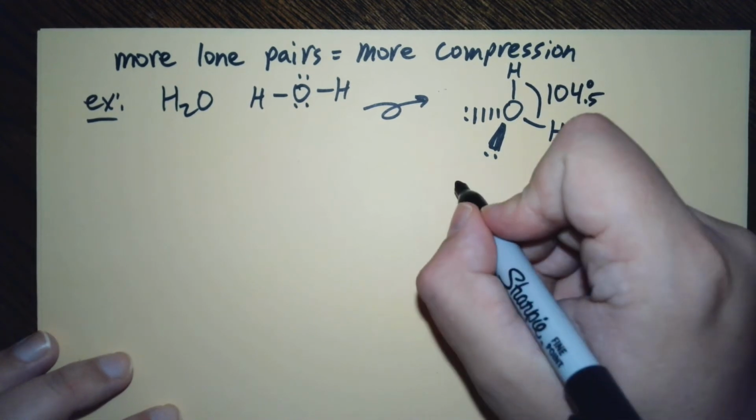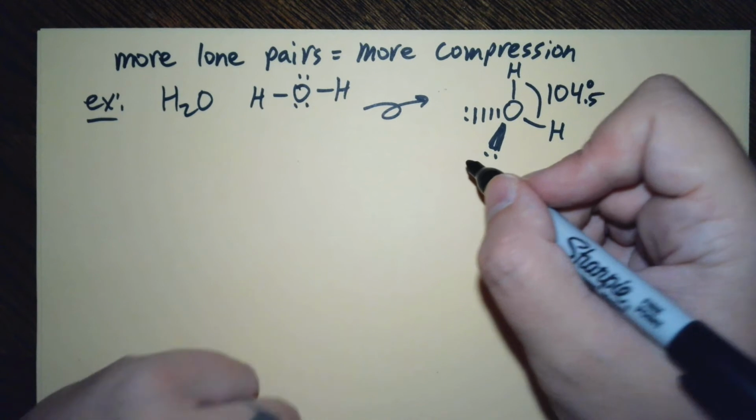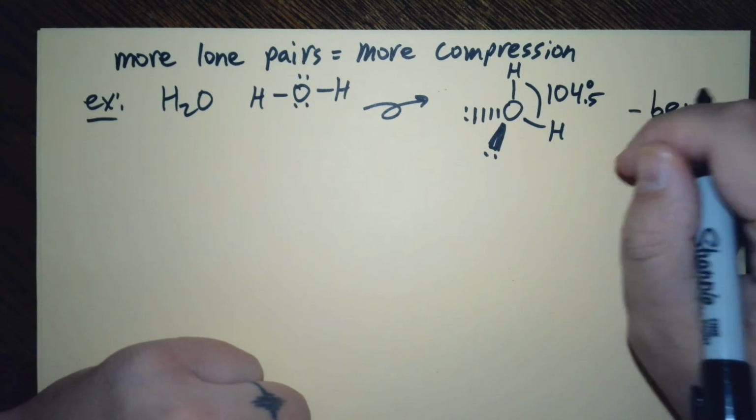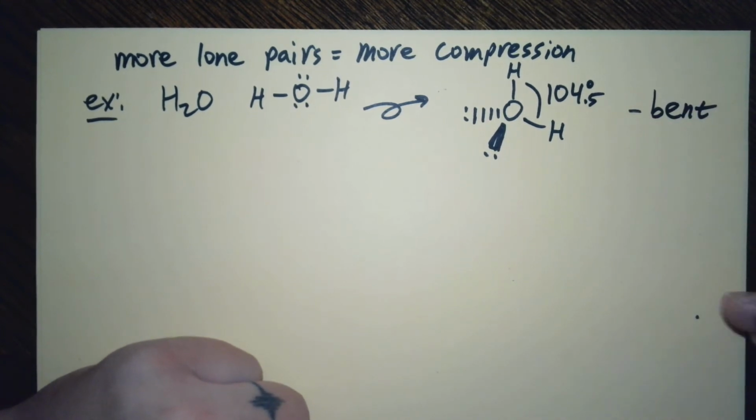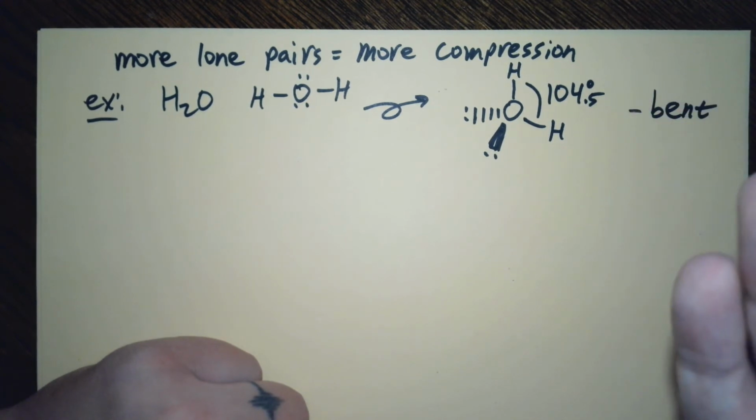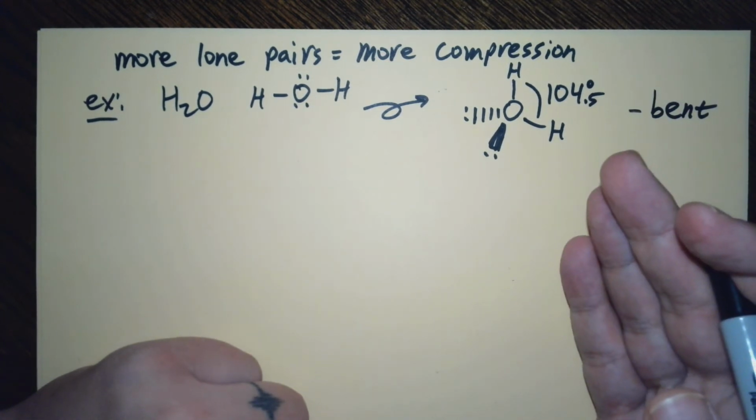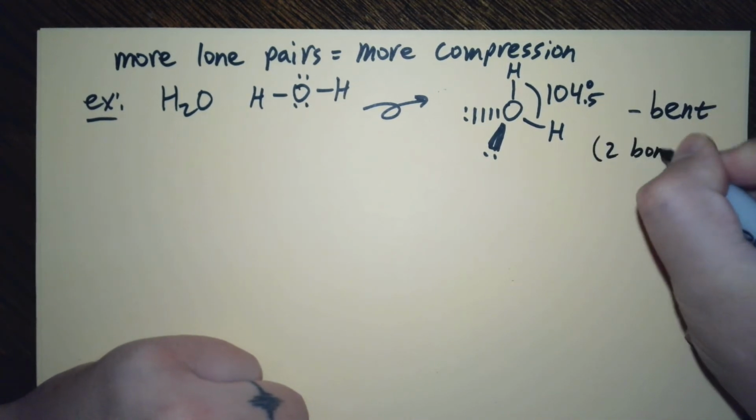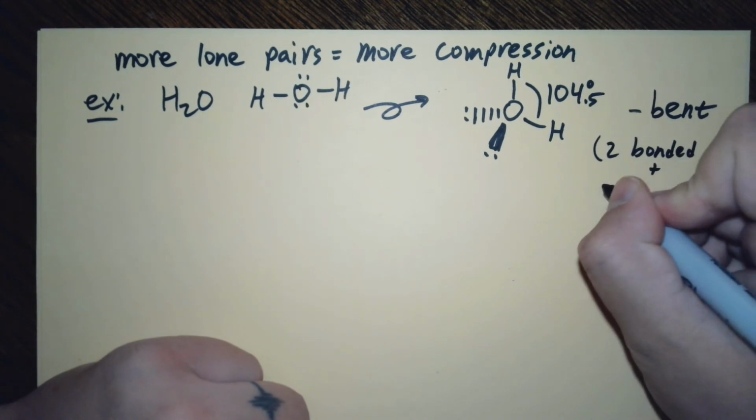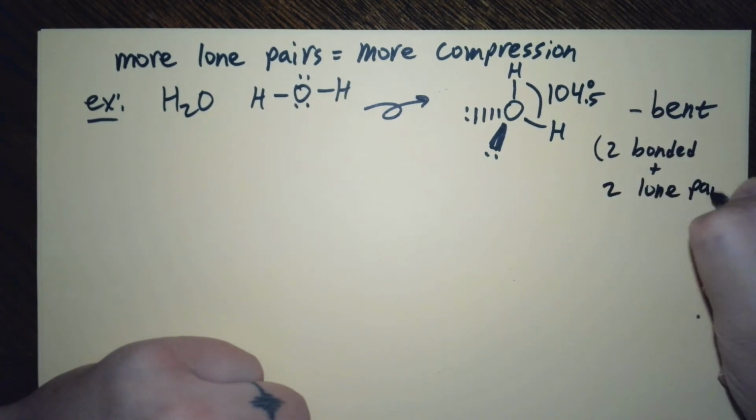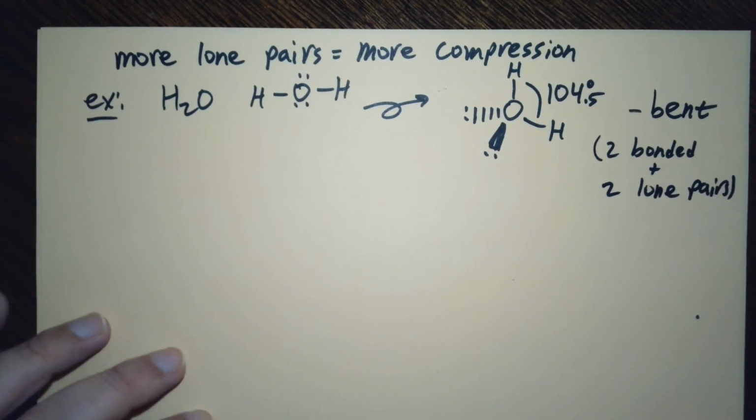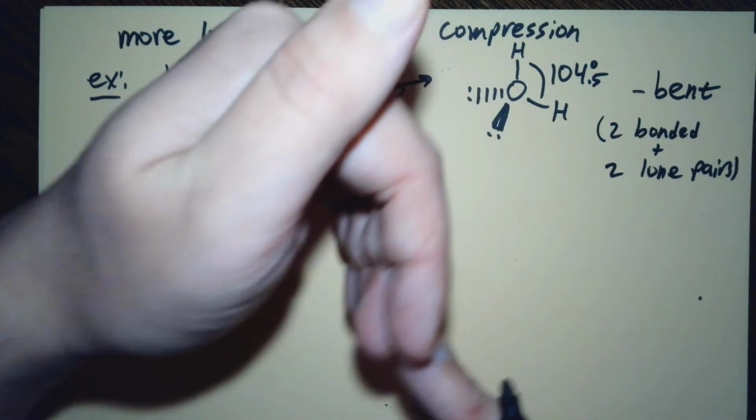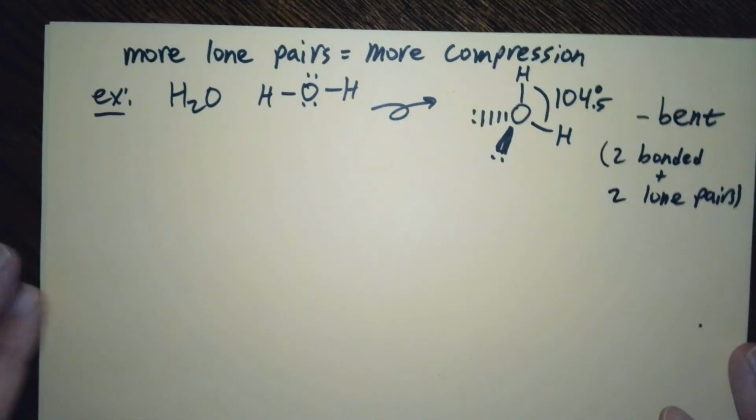And the name for this structure, no joke, it's bent. I wish they'd gone with boomerang. Boomerang would have been so cool. They went with bent, which makes it sound like water has got broken, like a bent pipe or something. But that's 2 bonded groups plus 2 lone pairs. All right. And so again, you have 2 lone pairs instead of 1 like on ammonia, and that bond angle gets squeezed even more. Just keep squeezing and squeezing.